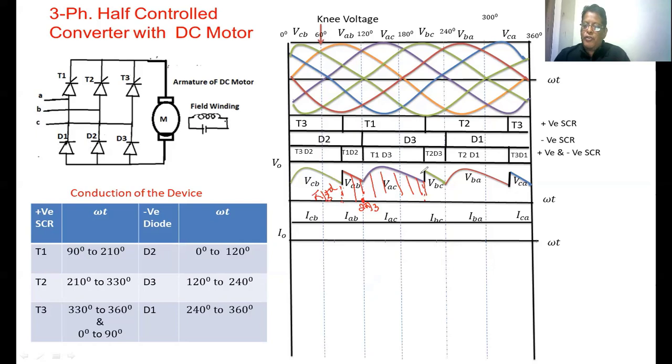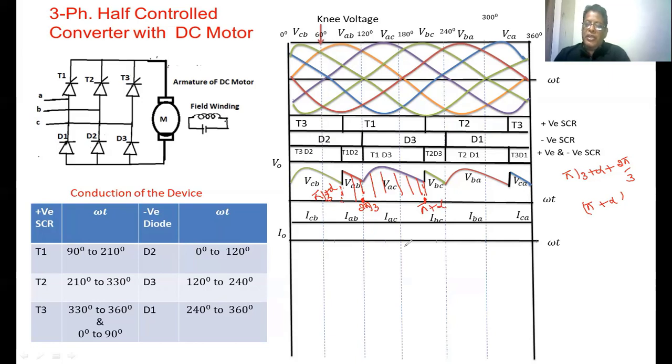Now again from this point to this point, it depends upon the half of T1. This time interval we can write as pi by 3 plus alpha plus 2 pi by 3, and we get pi plus alpha. So this time is pi plus alpha.